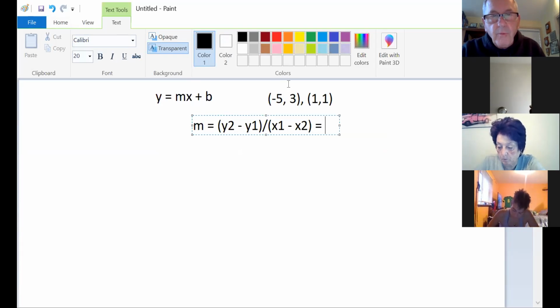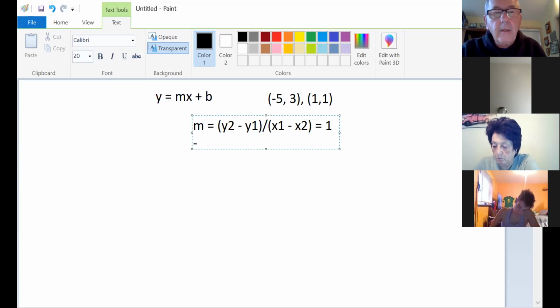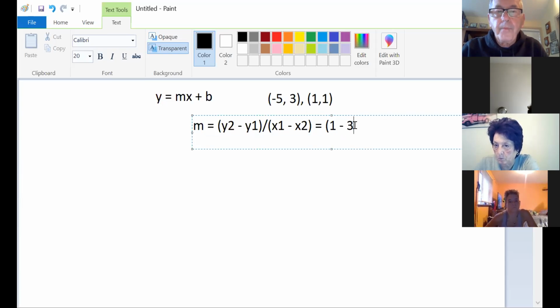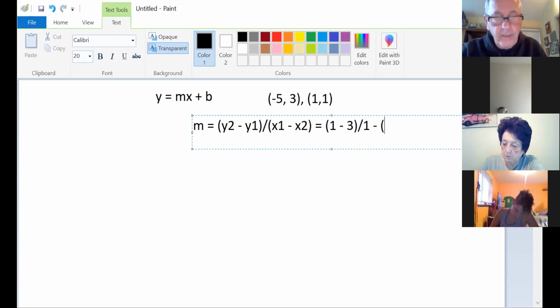So if I say this is 1, this is 2, I'm going to call this y2 over here. So I'm going to say 1 minus 3, right? And that's going to be divided by x2, which is 1 minus a -5, right? Everybody with me at this point? This is a negative negative.